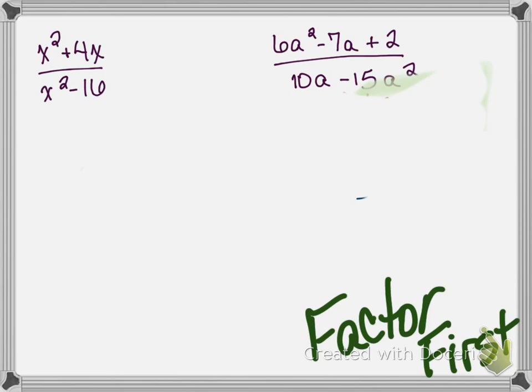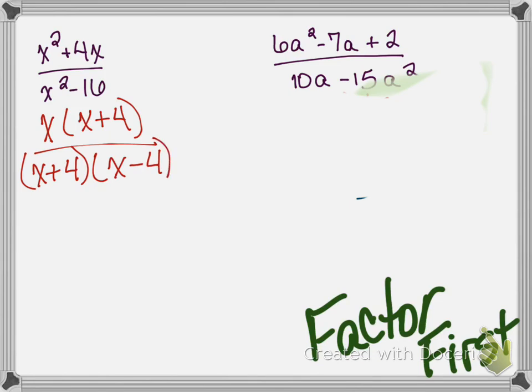GCF in my numerator? X. So that's x times x plus 4. What's going on in my denominator? Good. Difference of perfect squares. Difference of perfect squares is x plus 4 times x minus 4. Good. What you want to focus on here is that you've got to factor. And that's what I did. I factored. I have x plus 4 in the top and x plus 4 in the bottom.